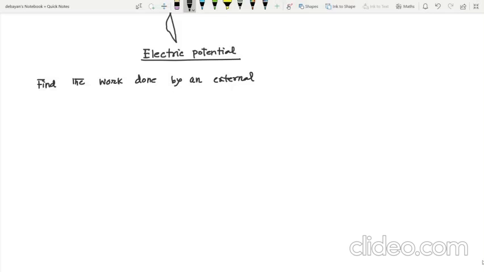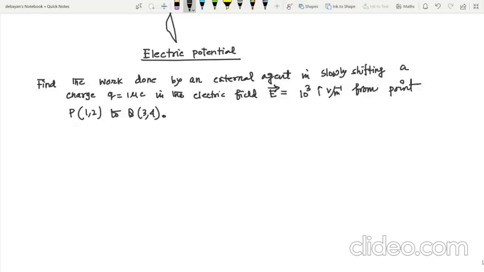A simple thing is that you have to find the work done by an external agent slowly shifting a charge equal to 1 microcoulomb in the electric field E equals 10^3 i cap volt per meter, from point P equals (1, 2) to Q equals (3, 4). That is what you have to find.